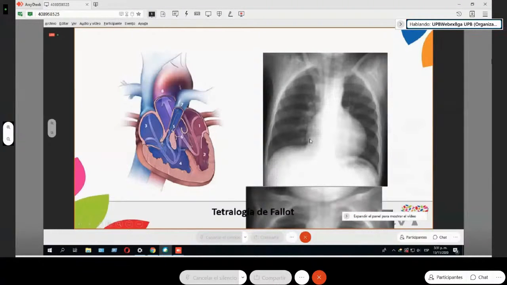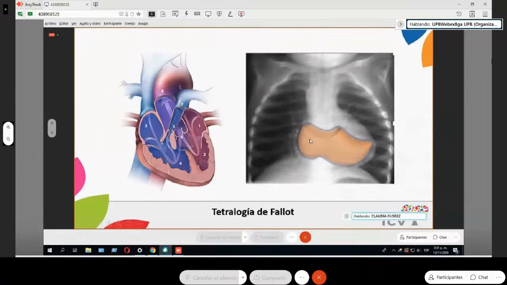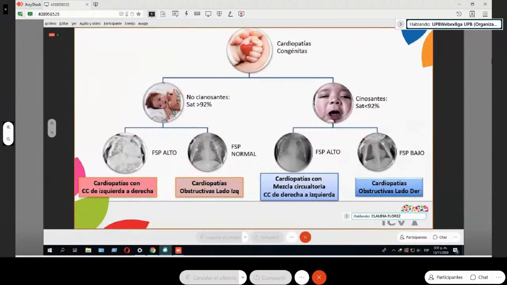Sorry. So to wrap up this idea, heart diseases that work with two ventricles are divided into non-cyanotic pathologies, which are pathologies with defects on the septum dividing the left from the right side, with shunts from left to right.